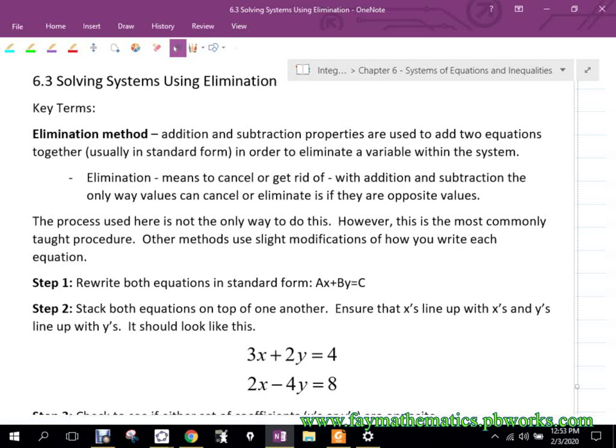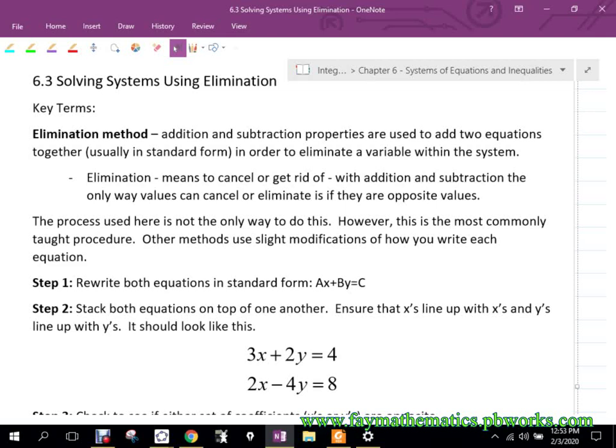So step 1: we're going to rewrite both equations so that they're in standard form, ax plus by equals c. Usually that's already done for us. But if it was 3x plus 2y equals 4, and down here negative 4y plus 2x equals 8, I'm going to have to fix one of those, because I want my x's stacked on top of one another, my y's stacked on top of one another, my constants stacked on top of one another, and my equal sign in the same spot in both equations. So that's the first thing we're going to do.